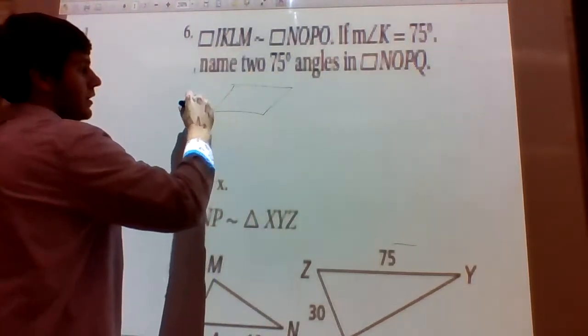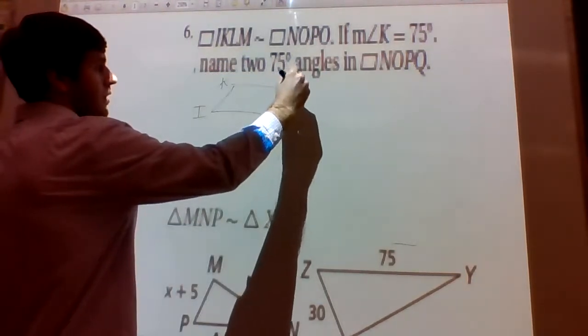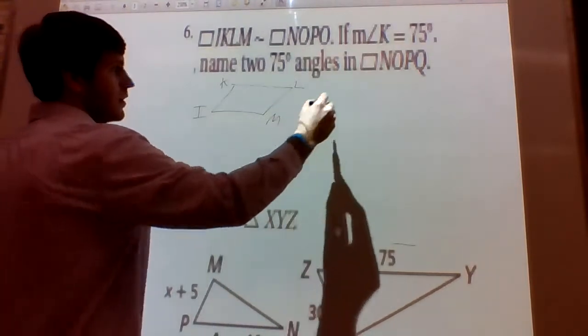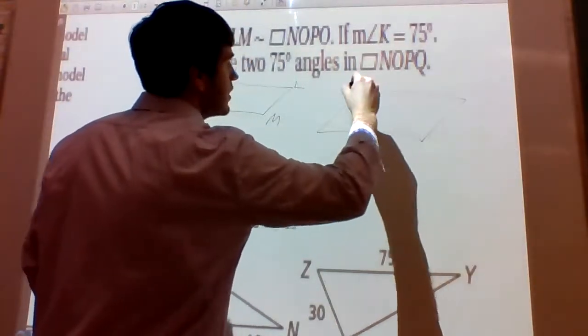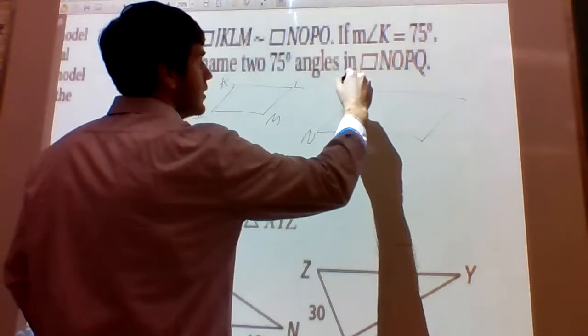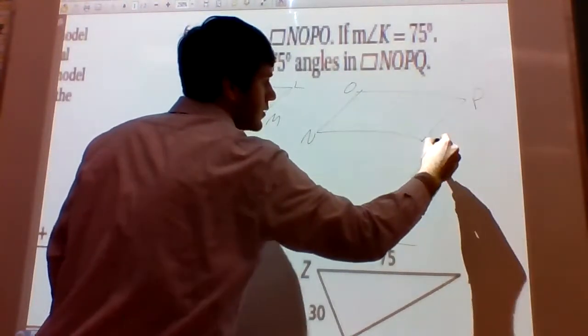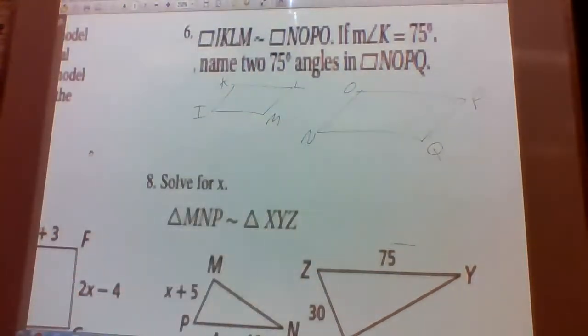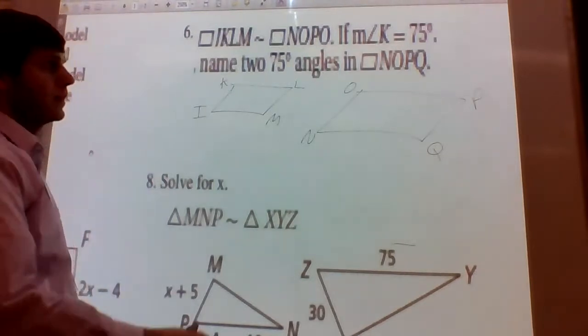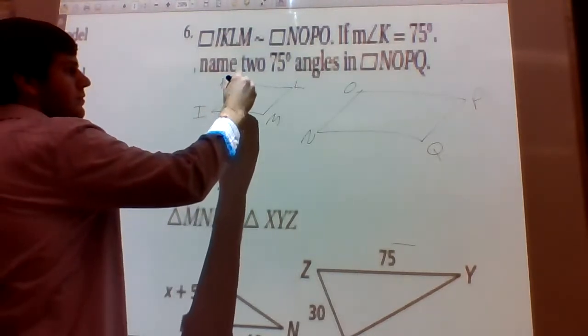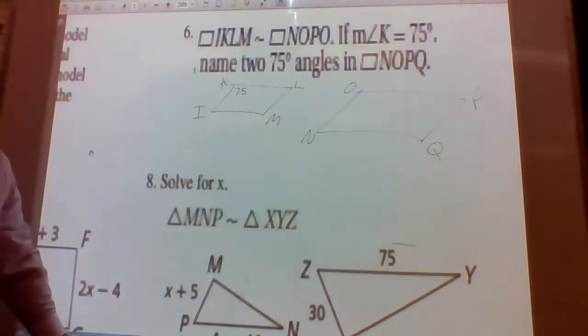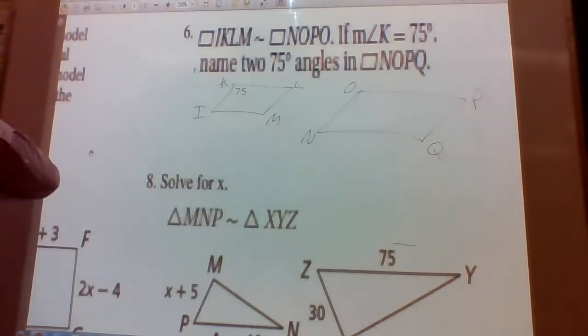So here is IKLM, and then here is N, O, P, and Q. It's telling us the measured angle K is 75. Okay, name the 2 angles, 75-degree angles in parallelogram NOPQ.